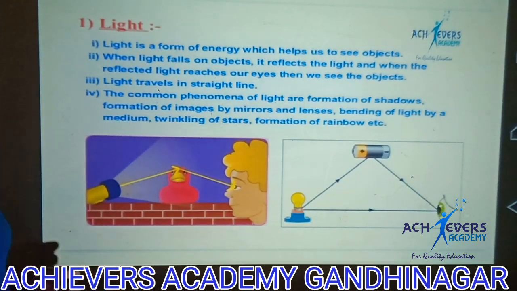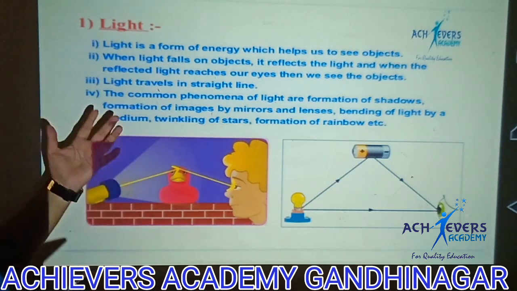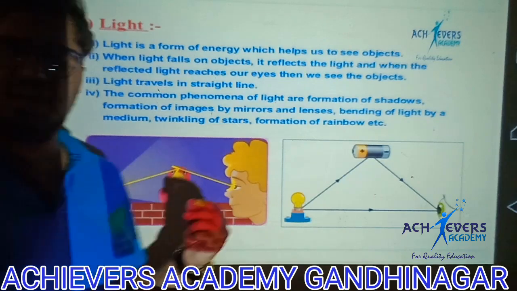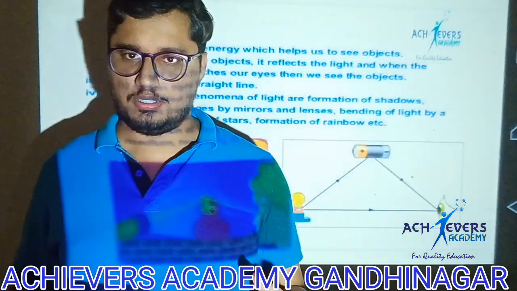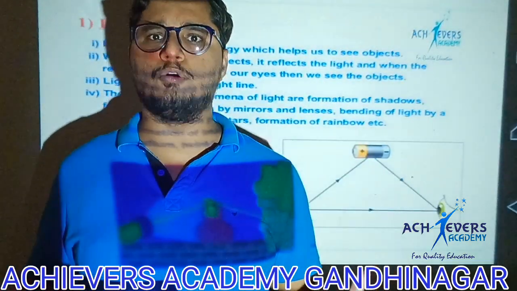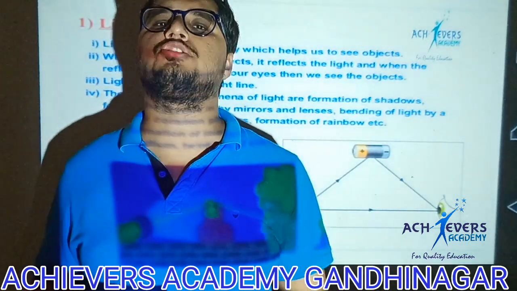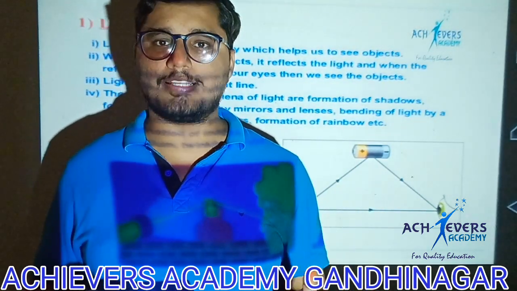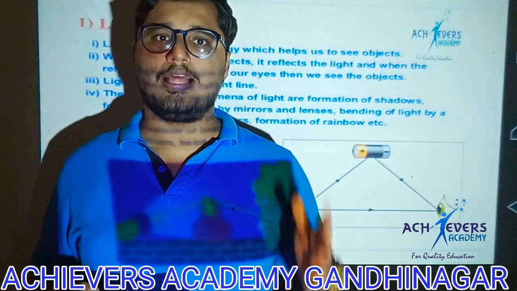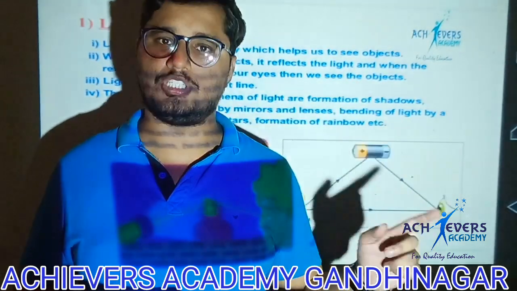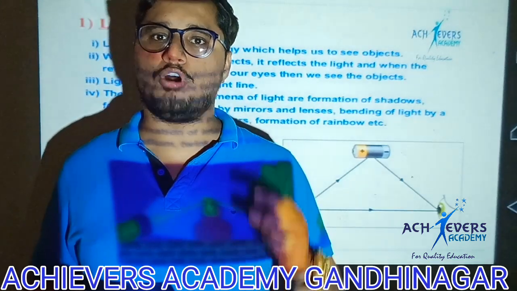What is light basically? Here a definition of light is given. Light is a form of energy which helps us to see. In very simple language it is written. Or if I define it in a different way, light is a form of energy that gives a sensation of vision. That is the main thing about light.